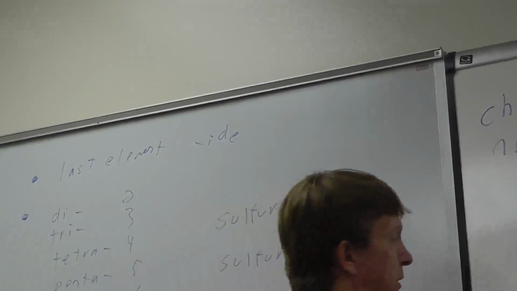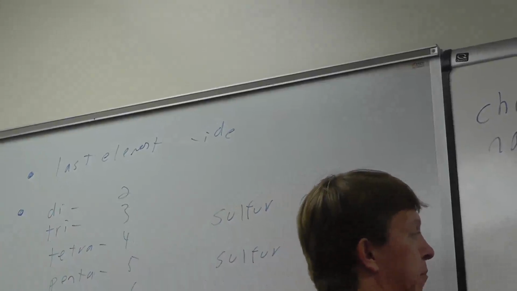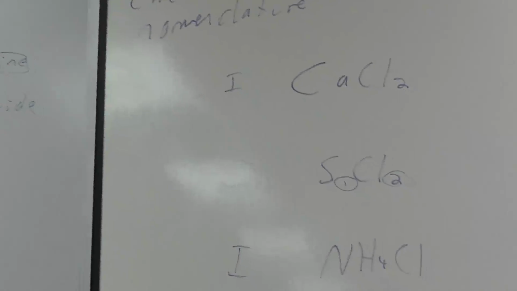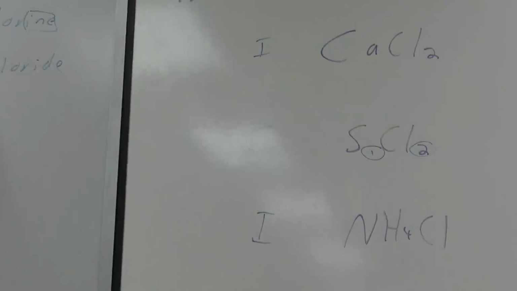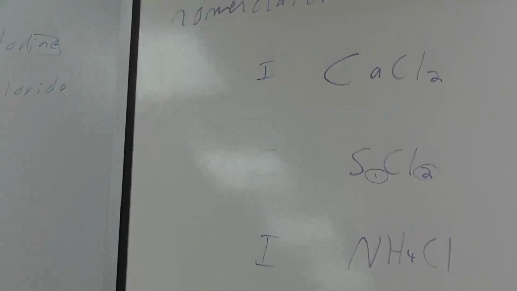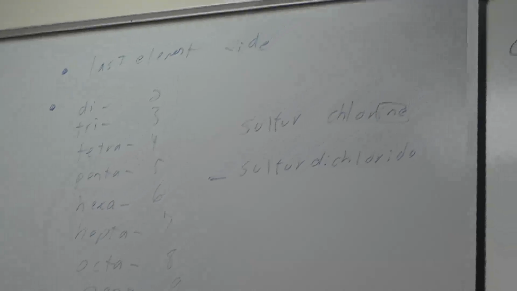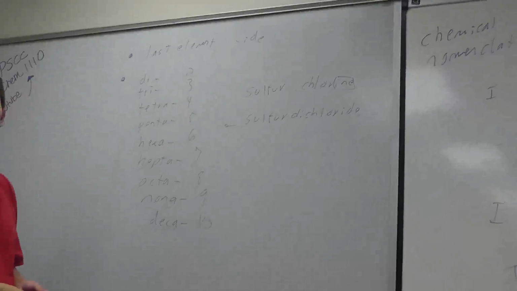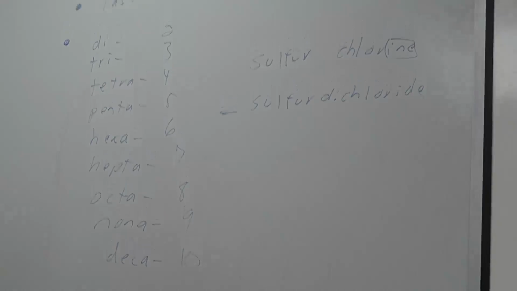And then you come over and look at your subscripts. Well, I guess this is implied to be a 1. No subscript in the formula means no prefix on the name. But that 2 is di. So sulfur dichloride. Literally 2 chlorines. Sulfur with 2 chlorines.